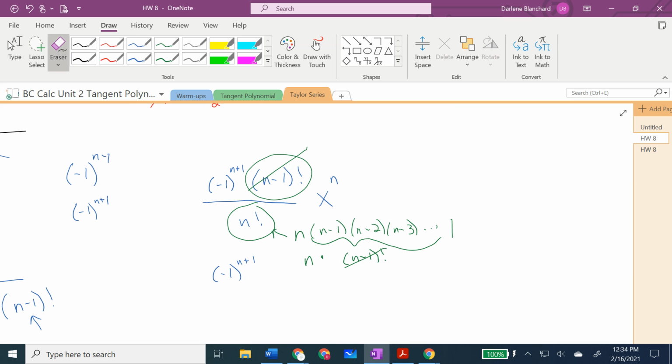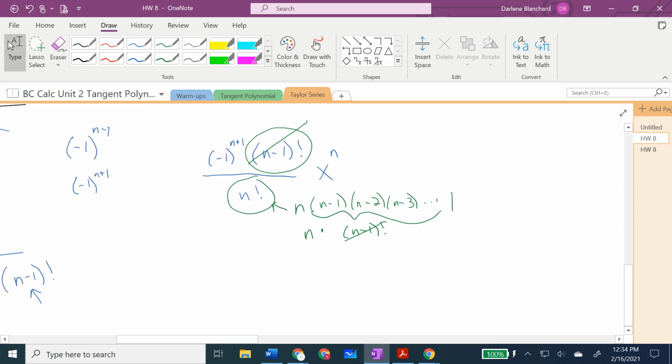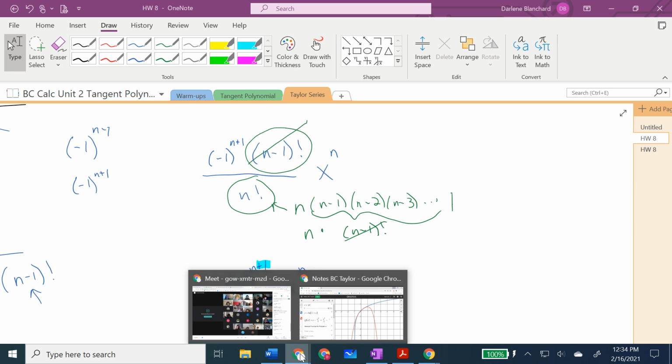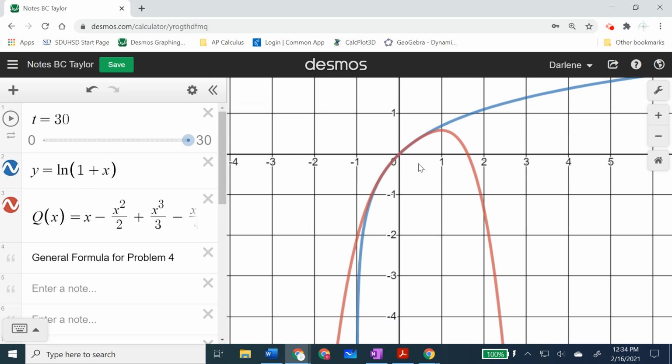And that then gives me -1 to the n plus 1 divided by just n times x to the just n. And let me make sure you're clear that this can be +1 or -1. Doesn't matter. And that is a general formula. And now let's grab Desmos. Again, don't spend too much time trying to come up with a formula if you don't have the time.